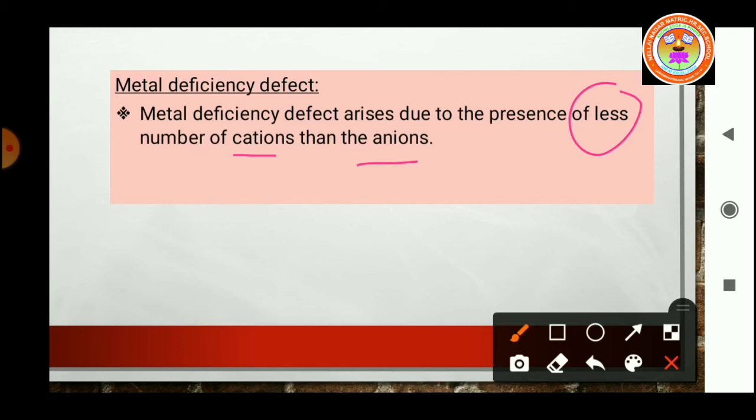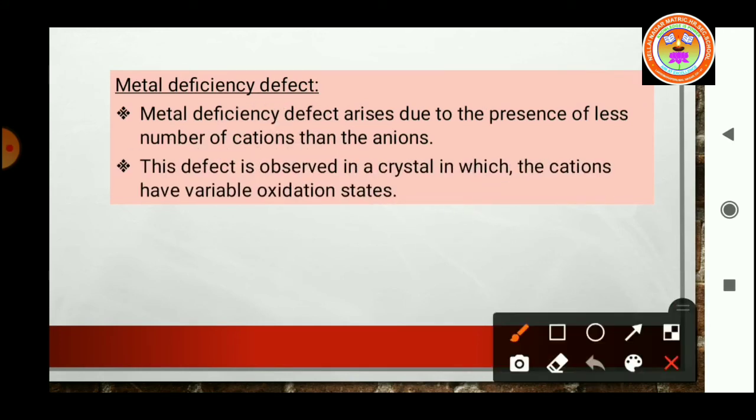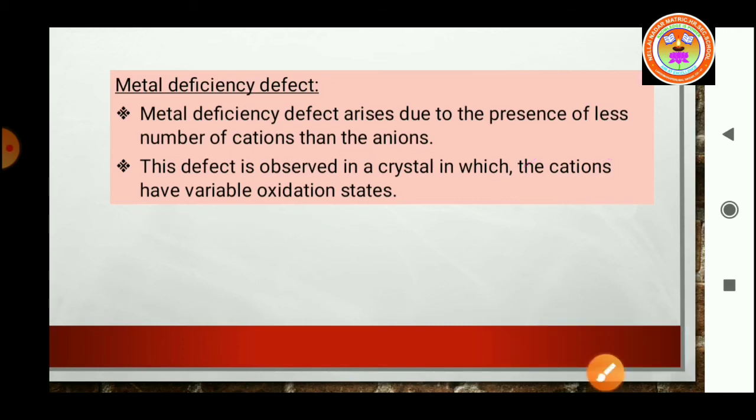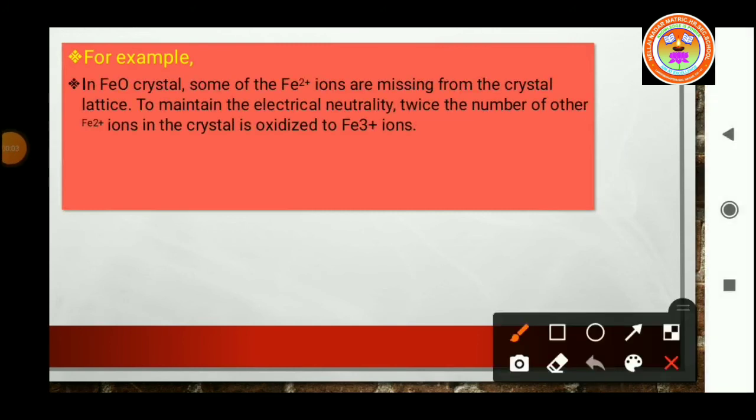Meaning is clear. What is the second point? This defect is observed in a crystal in which the cation has a variable oxidation state. The cation must have a variable oxidation state. Okay, so shall I explain along with the example? See here, the example is FeO crystal. Here some of the Fe2+ ions are missing from the crystal lattice.